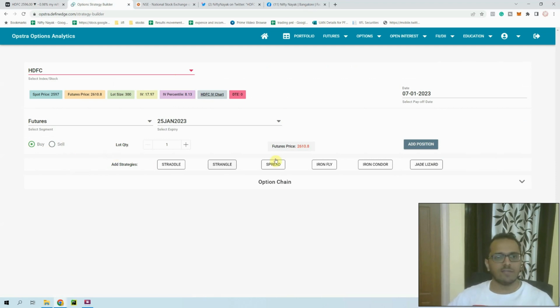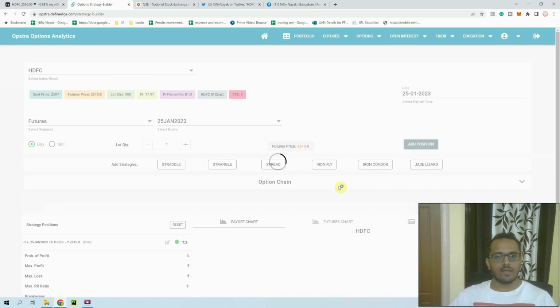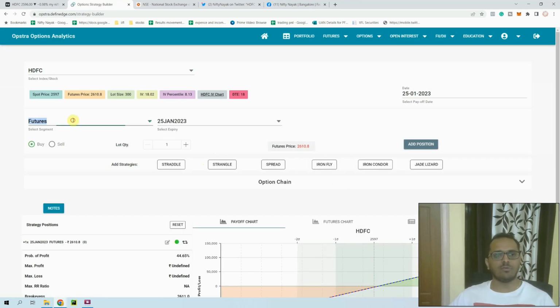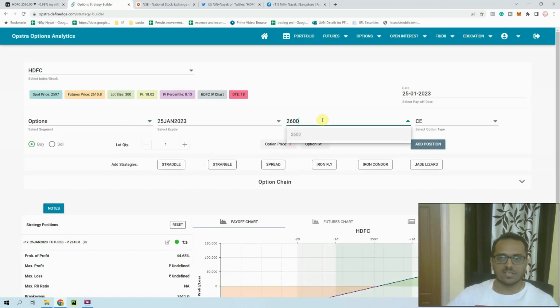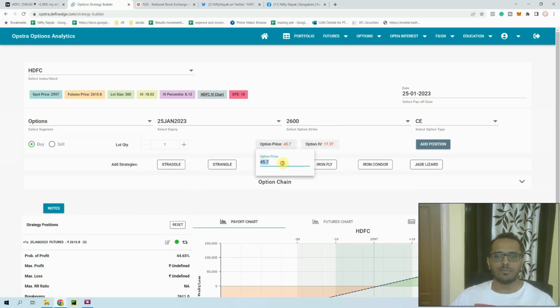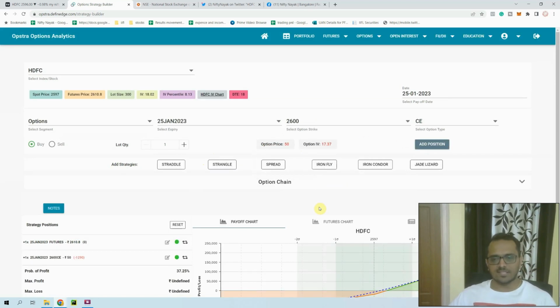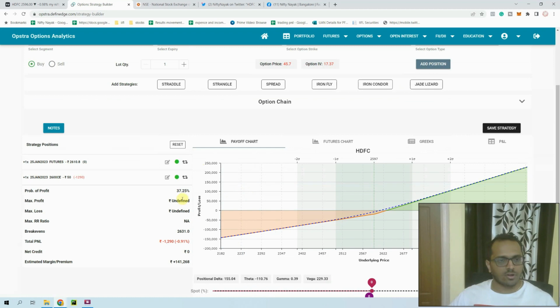Whatever it is, at around 9:30 or 10 o'clock, I will go and buy one lot of futures. And to be on the safer side, I will convert this into a covered call, where I will be selling the 2600 call option. Today it is approximately 45. Tomorrow if there is a 5-10 rupee gap, then probably this will become 50 rupees. So when I sell this, oh sorry, not buy, sell.